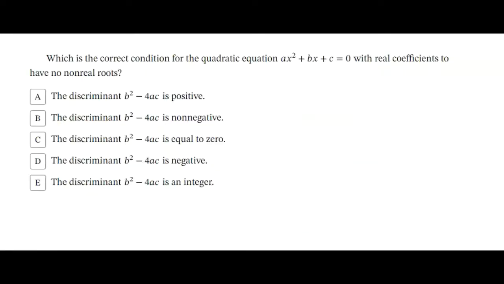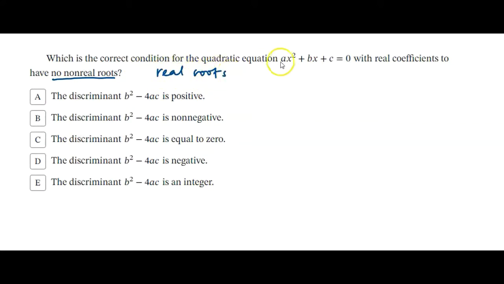The answer is okay. For this question, which is the correct condition for the quadratic equation ax squared plus bx plus c equals 0 with real coefficients to have no non-real roots? We need to understand what it means by no non-real roots, meaning that there is no complex root, meaning that the roots are real.